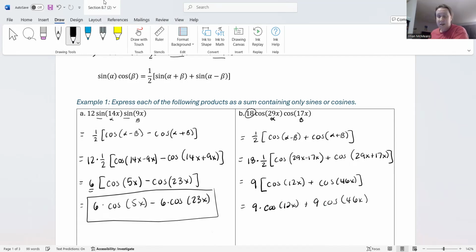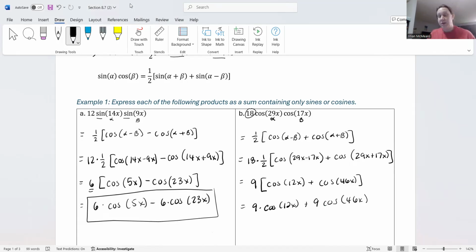And that's it. Sometimes when you add or subtract these angles, you get something that's on the unit circle, you could continue to simplify. But in a situation like this, this is as good as it's going to get for us. Okay. So that's it for the product to sum formulas.